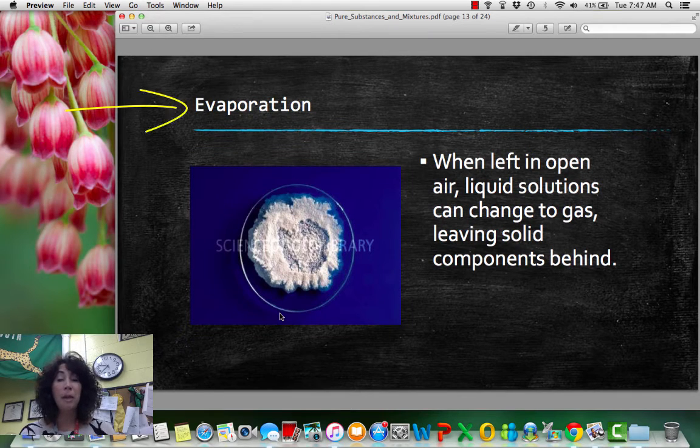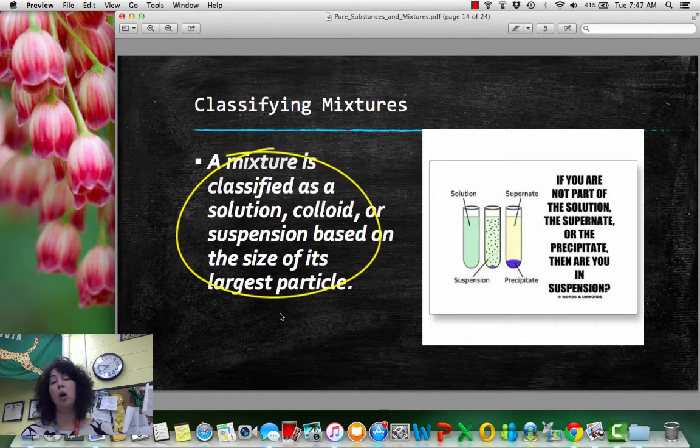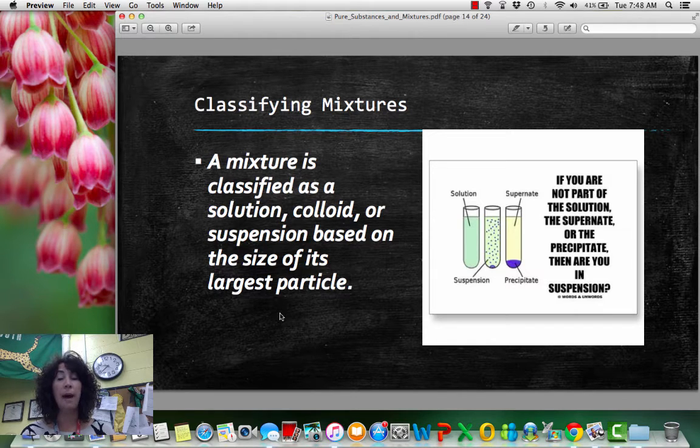Evaporation. Even something as simple as water and salt, if we leave it sitting out, the water is going to evaporate, leaving behind the salt. Okay, so now, when we're classifying mixtures, there are a few different mixtures that we need to talk about, and we've touched on this already. There are solutions, there are colloids, and there are suspensions, and it is all based on the size of the particles in that mixture.